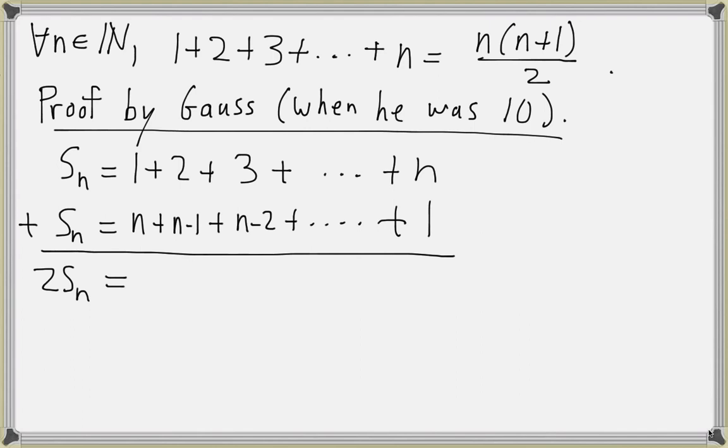But now if you add these terms pairwise, 1 plus n, you get n plus 1. If you add 2 plus n minus 1, you get n plus 1.